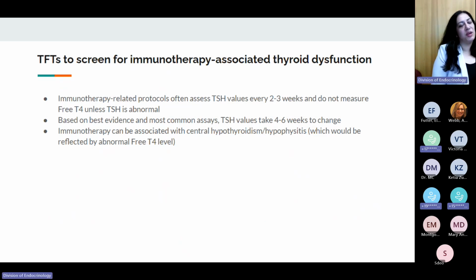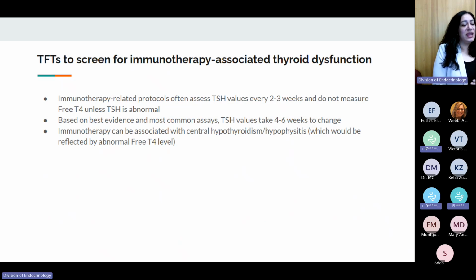Oftentimes, these immunotherapeutic options are given every 2 to 3 weeks, and every time there's a visit for that, their TSH is checked. So every 2 to 3 weeks, their TSH gets checked and checked and checked. But there's no free T4 ordered and there's no reflex TSH to T4 ordered. Based on best evidence and what we know about these thyroid hormone assays, TSH really takes about 4 to 6 weeks to reflect a true change.